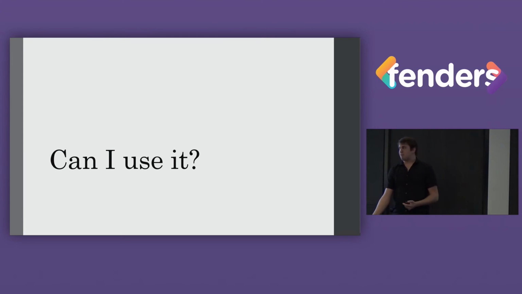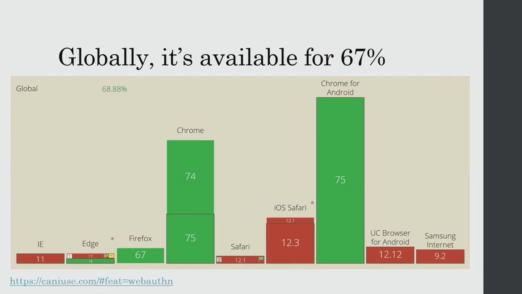Can I use it? You know, it's pretty new. Only a few of us had heard of it. So what's the browser support like? If you go to Can I Use, you can see lots of green, which is good. This view shows each browser, and the height is how much it's used. The numbers in there are different versions.